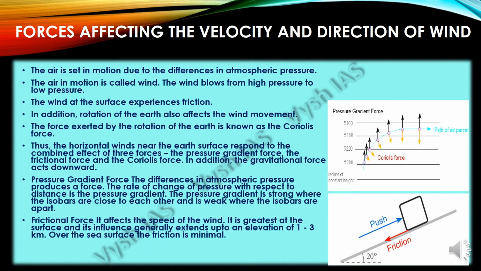Next we have the frictional force. As we've read earlier during our school days, frictional force affects the speed of wind because it forms a type of obstruction. It is greatest at the surface, and its influence generally extends up to an elevation of 1 to 3 kilometers. Over the sea surface, the friction is minimal, because even the movement of water cooperates with the wind movement. There will not be too much obstruction unless the waves are in the opposite direction, which again results in storms.